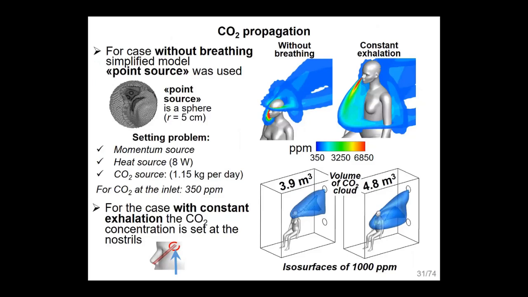For the case without breathing, we may propose a point source model that allows us to predict at least something, as shown here. But sure, we need to take into account these jets to predict the carbon dioxide field more precisely.